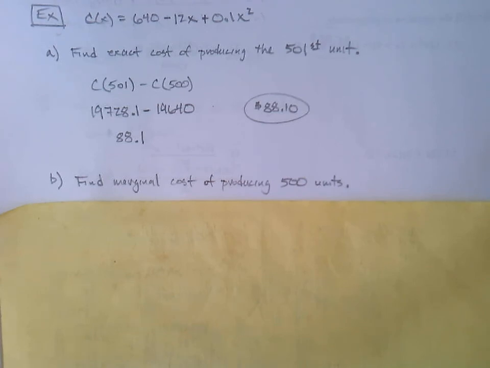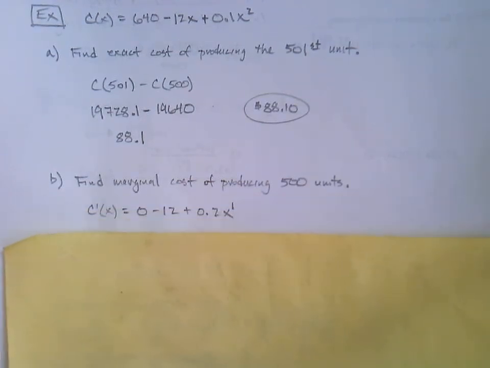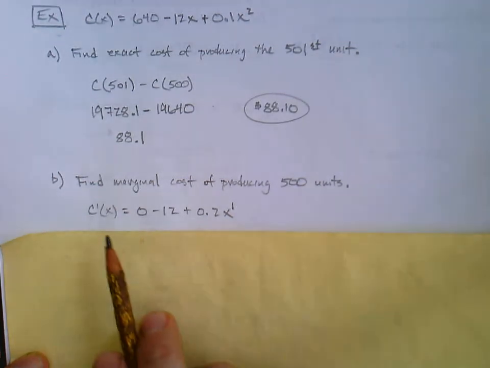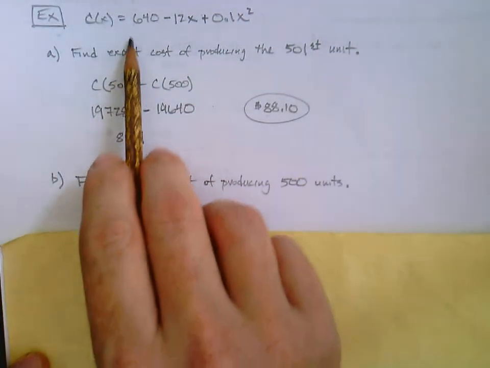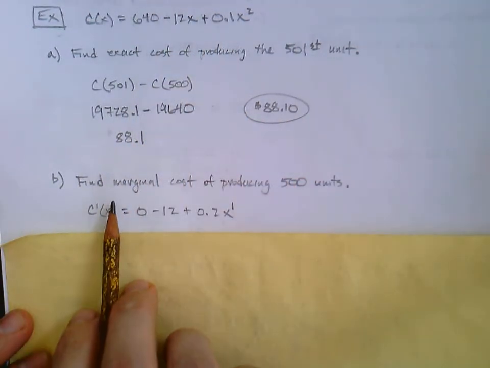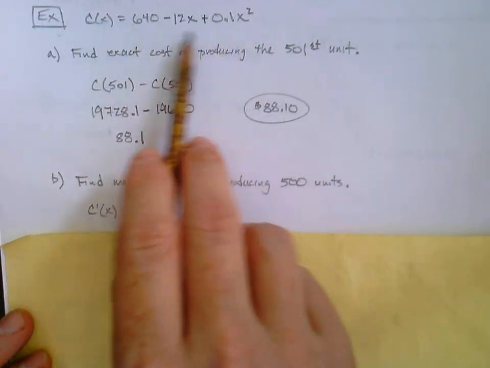So part B says find the marginal cost of producing 500. Okay, so we'll do the other side. This is going to be the C prime. So first thing we need, we're going to plug in 500, but we need C prime of x first. So based on C of x, we're going to use our shortcuts for finding the derivative. So we can just go one at a time.